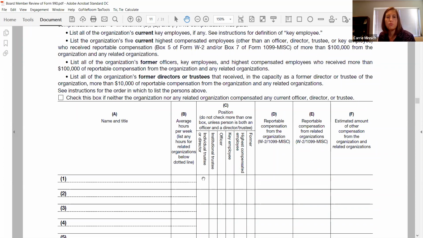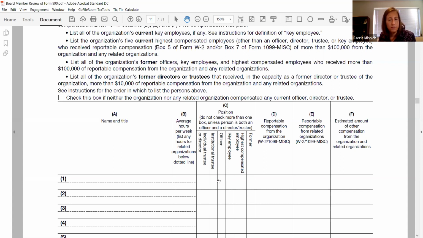So an individual trustee or director, those again are anybody that has served as a board member at any time during the year. So it doesn't matter if they were paid or not, if they served as a voting board member, they need to be listed here and this box needs to be checked.